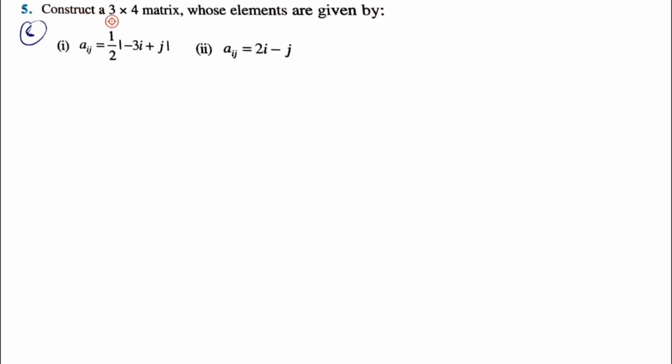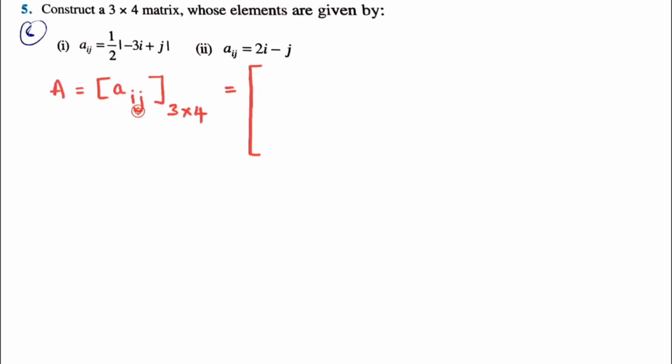This question is similar to the last question, but what they are asking here is: construct a 3 by 4 matrix whose elements are given by. So they are saying it is a matrix like this, A equal to A. What is the order of this matrix? The order of this matrix is 3 by 4. 3 by 4 means total how many rows will be there? 3 rows will be there, 4 columns will be there.